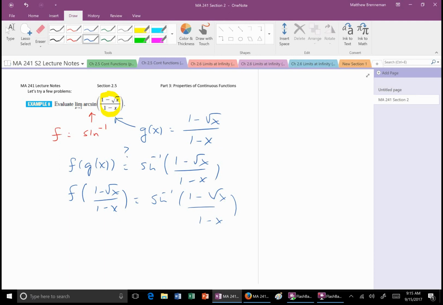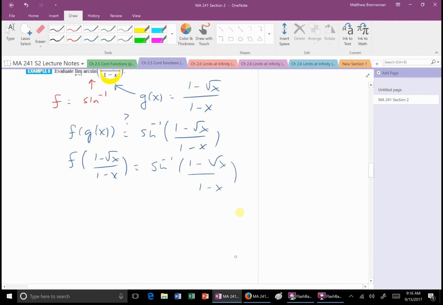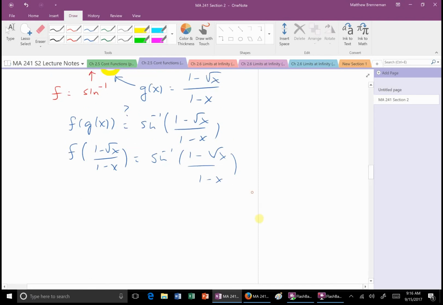Okay, so now I have a problem. If this function was continuous at 1, and the limit gave me a value between minus 1 and 1, I could use the earlier theorem. That's not going to work. So what I'm going to have to do is use theorem 8. Theorem 8 is a little more subtle. It says the inside function doesn't have to be continuous, but the limit has to exist. So theorem 8 is saying that the limit of g of x has to exist.